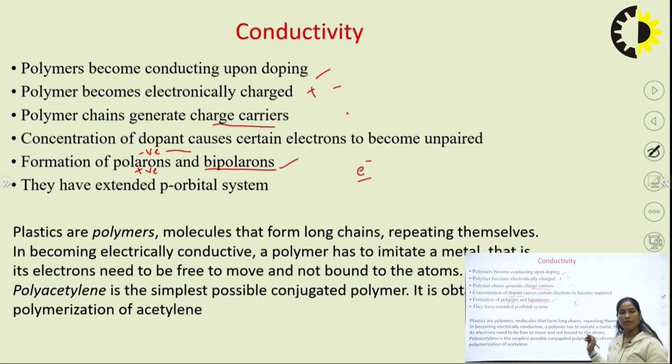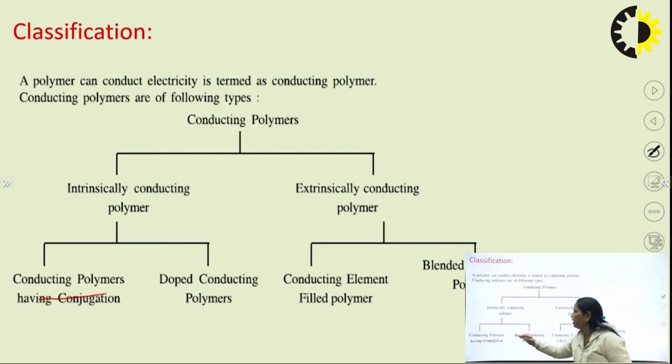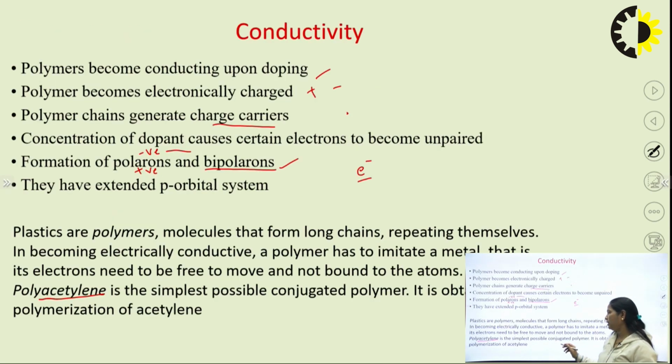Metal has a good conducting nature, and if a polymer also has this kind of conductivity, it becomes very useful for us in various applications where a conducting material is useful. Another example of a conducting polymer is polyacetylene. Polyacetylene is also a conducting polymer, and it is basically the simplest conducting polymer.